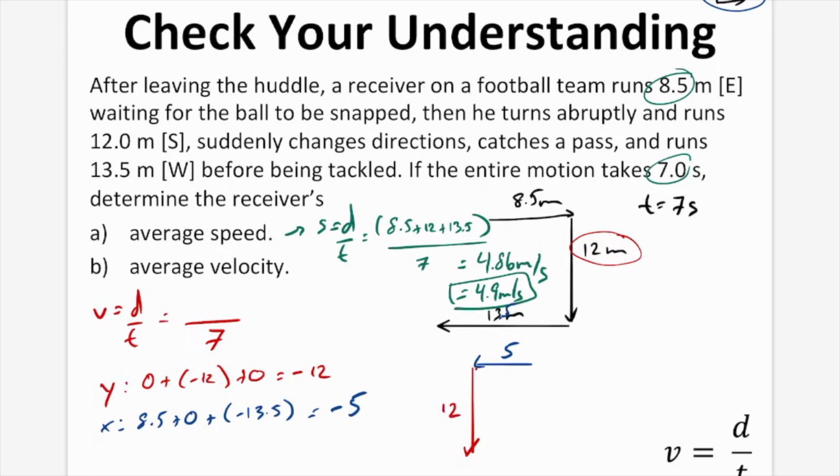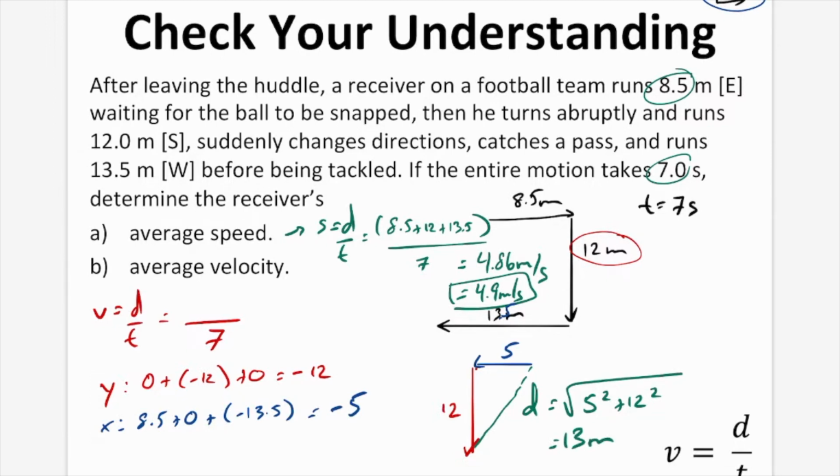And then we're going to draw our hypotenuse. And the hypotenuse is actually going to be the displacement. So how do we figure out the displacement? Well, that's just Pythagorean theorem. So in this case, it's going to be the square root of 5 squared plus 12 squared. And that equals 13. So that's 13 meters. And that's our displacement.